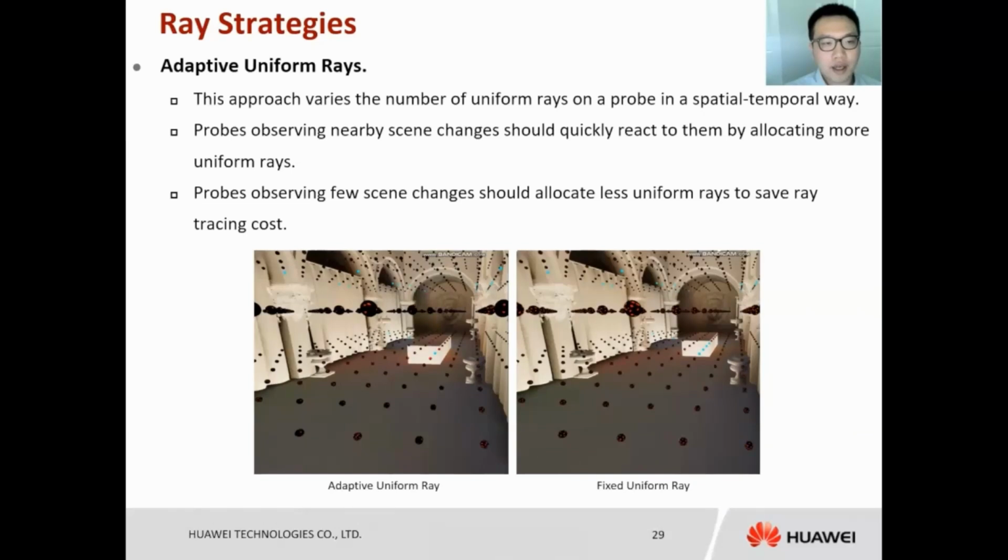We also introduced adaptive uniform rays, where we vary the number of uniform rays on a probe in a spatio-temporal way. Probes observing nearby scene changes will quickly react by allocating more uniform rays. Probes observing few changes will allocate fewer uniform rays to save ray tracing costs. As shown in the left figure, where we have the adaptive uniform ray feature, the faraway probes from the scene changes are able to allocate fewer uniform rays to save performance, whereas the probes near the scene changes allocate more uniform rays to help with visual convergence. Compared to the fixed uniform ray approach, we are able to provide additional ray savings in this regard.